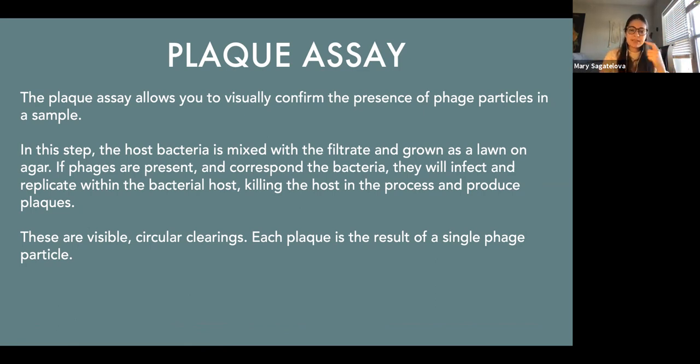So what we do is we mix our host bacteria, Gordonia terra, with our filtrate, and we grow it on a lawn, on agar. And if phages are present and they can infect the bacteria that we are giving it, they'll replicate, they'll kill the host, and then it'll produce something called a plaque. A plaque is a visible clearing. It's usually a perfect circle on the bacterial lawn, very noticeable. And each plaque is the result of a single phage particle infecting and killing that bacteria.